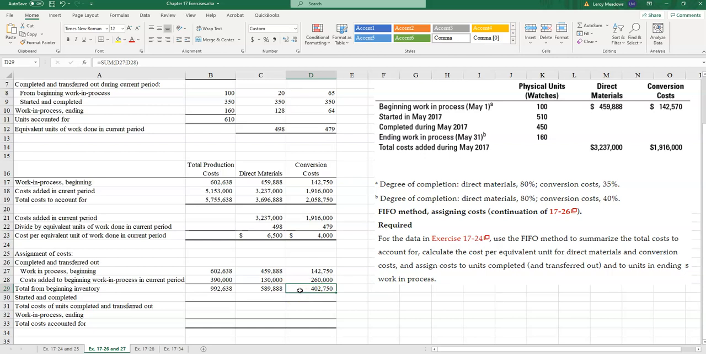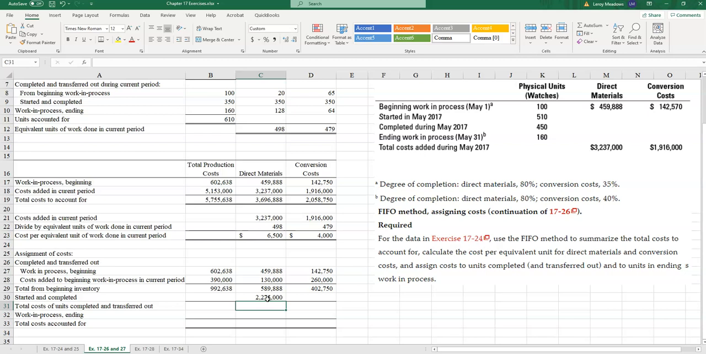Now, what about the units started and completed? Well, the units started and completed, I did what? I did 350 units I started and completed. So now for direct materials, for the cost of units started and completed, how much cost did I incur that I'm going to assign to those units? Well, I'm going to take my $6,500 cost per equivalent unit, multiply that by the 350 equivalent units completed and transferred out, and I'm going to have $2,275,000.